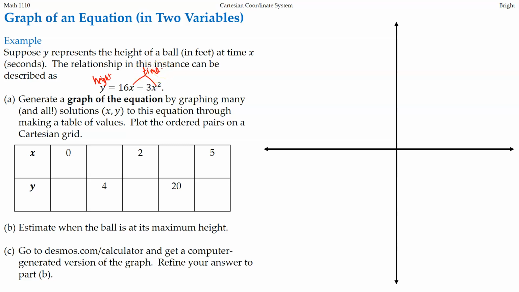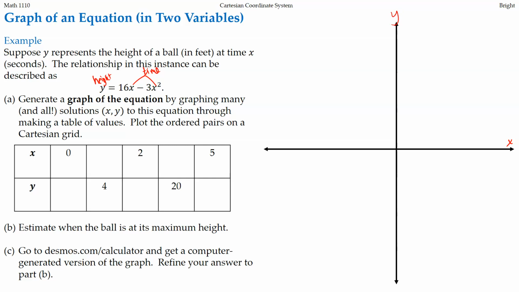All we want to do is generate a graph of the equation by plotting coordinates, by plotting solutions x, y to this equation, and then we're going to plot it on this grid. That's just fine. So here's x and here's y. All right.